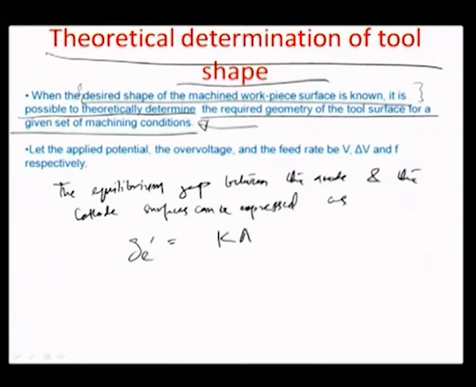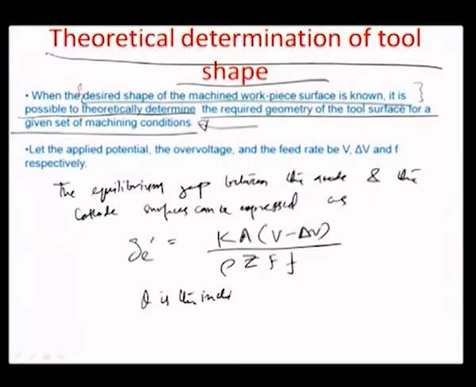G dash is equal to the conductivity times the atomic weight of the material which is dissolved, times the voltage minus the overvoltage potential which is available for the electrochemical process, divided by the density of the material to be removed, the lowest valency state of the material, and some other parameters like the Faraday constant and the feed rate, supposing it is going at an angle theta. So, if theta is the inclination angle of the tool with respect to the workpiece, this can be called F cos theta. Okay. So, that is how you find out the equilibrium gap as we have seen before.